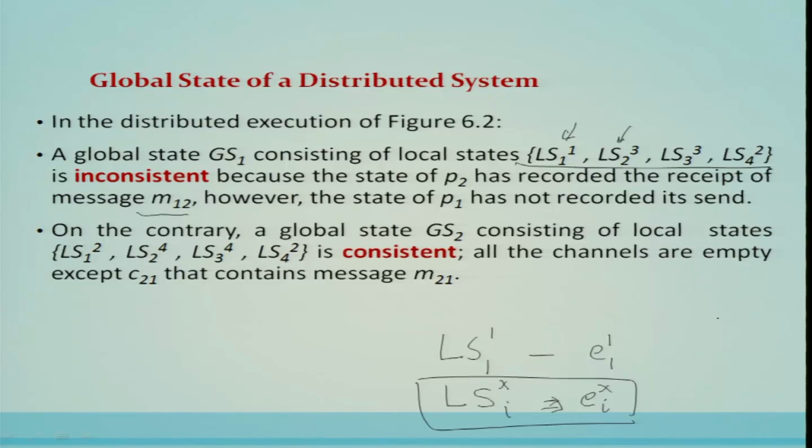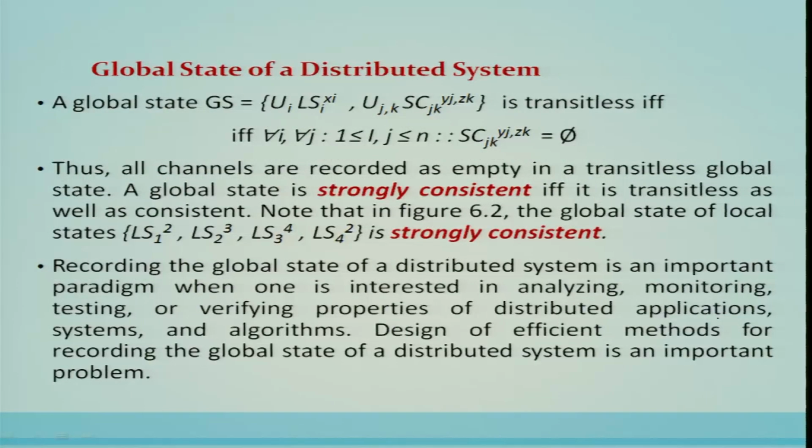On the contrary, the global state GS2 consisting of local states is consistent. All the channels are empty here except C21 that contains M21, which we will see once we come to that figure. Now, global state of a distributed system. A global state GS is nothing but a union of all local states and a union of all channel states. This is transitless if and only if the states of all channels are empty, that means no message is in transit. So that global state is called transitless. Thus all channels are recorded as empty in the transitless global state.